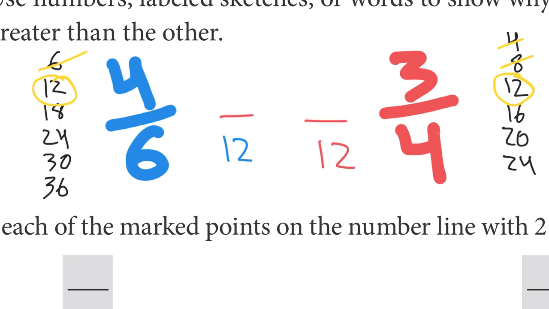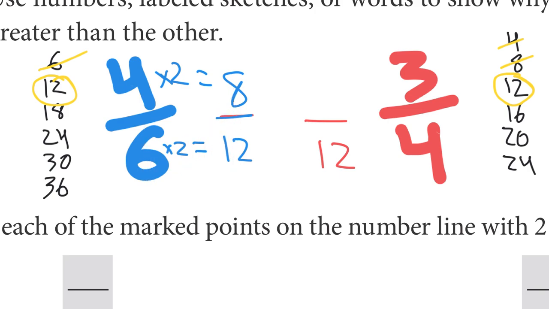Now I need to figure out how to do that. Well, in order to get 6 to turn into 12, I kind of need to double it, don't I? I need to take it times 2. And if I do that, I have to take the top number times 2. What is 4 times 2? You get 8. So 4/6 is the same as 8/12.